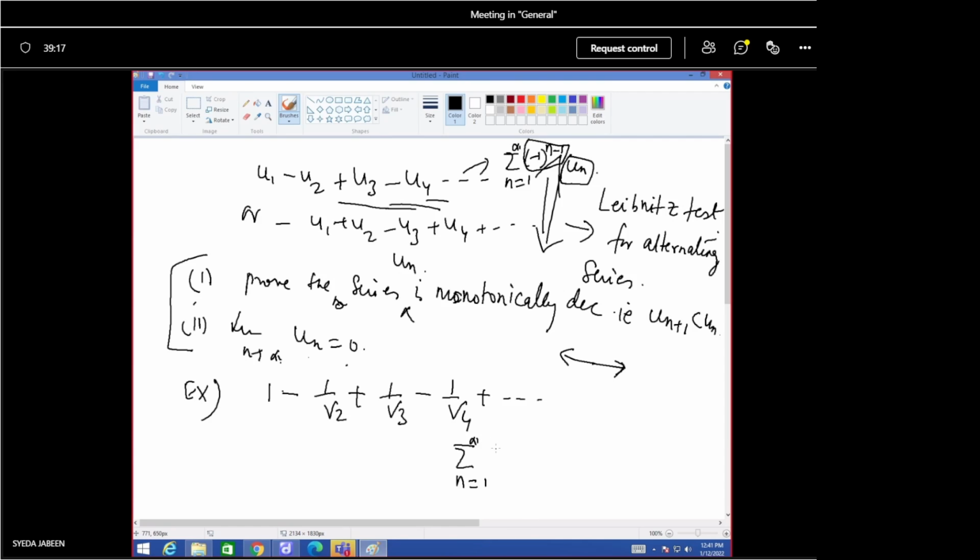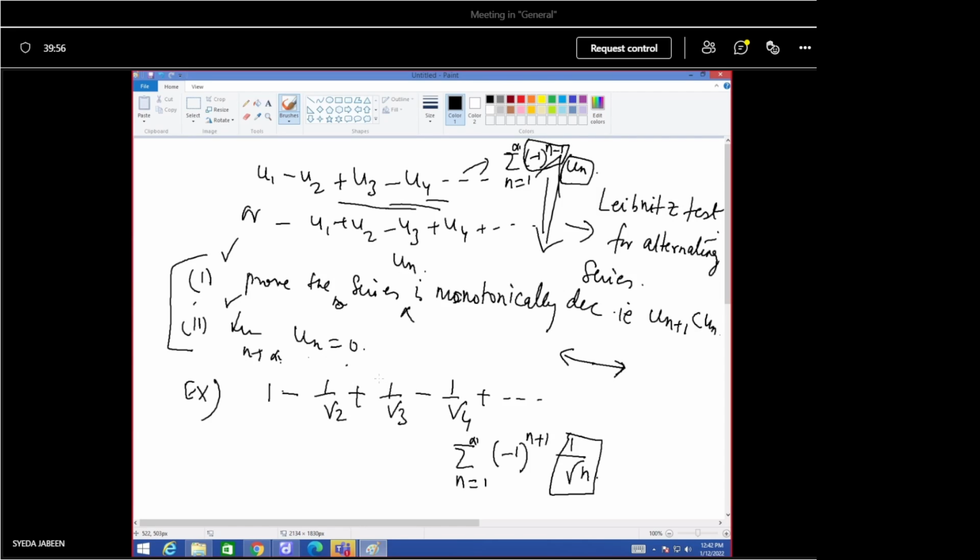You can take it as plus 1, not an issue, so you can write it as 1 by square root of n. You have to first prove that this is monotonically decreasing. Is this monotonically decreasing? Yes, ma'am. So this is monotonically decreasing, so the first part is proved. Now when we take the limit, it is tending to 0. So this test is applicable.